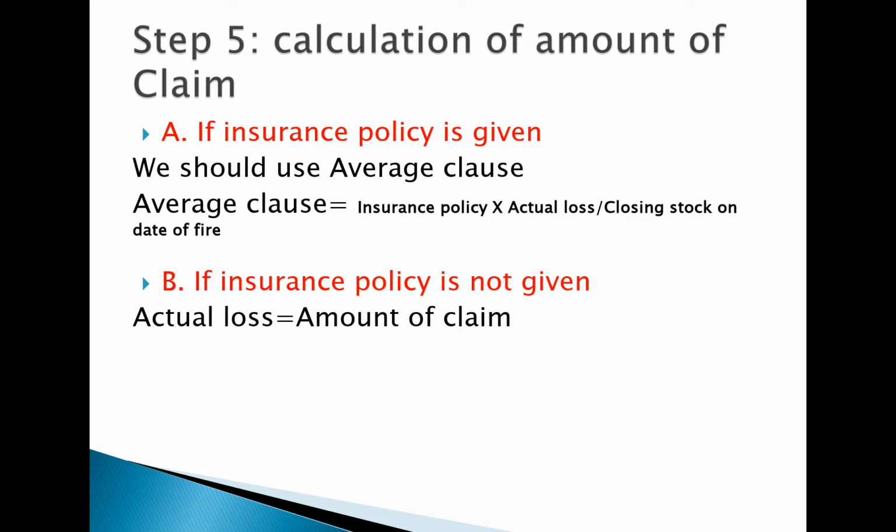This is case 1. In case 2, for the calculation of the amount of claim, sometimes in the problem the policy value has not been given. The information or amount related to the policy has not been mentioned in the problem. In that case, the actual loss incurred by the company will be equal to the amount of claim. For example, if the actual loss is 10,000, then 10,000 should be claimed from the insurance company.